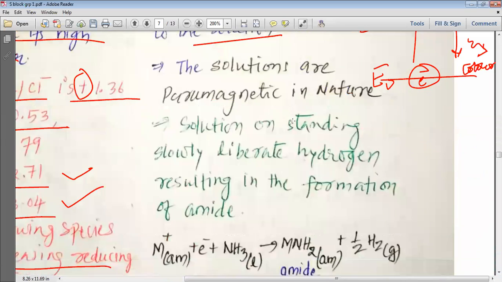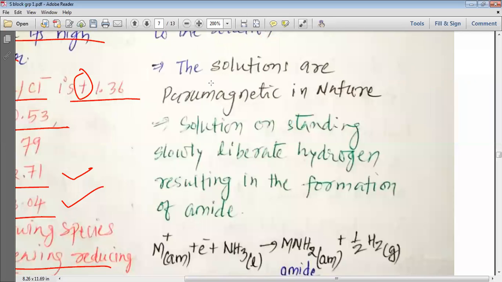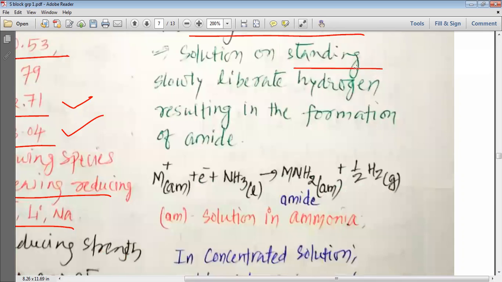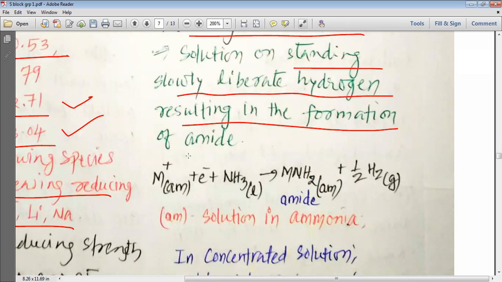Now the color of the solution even changes if it is kept for a longer time. The solution is paramagnetic in nature because there are unpaired electrons available, which are ammoniated electrons, and that is why it is paramagnetic in nature. Solution on standing, if you keep it for a longer time, slowly liberates hydrogen, resulting in the formation of amide. So this MNH2 which is formed is known as the amide.